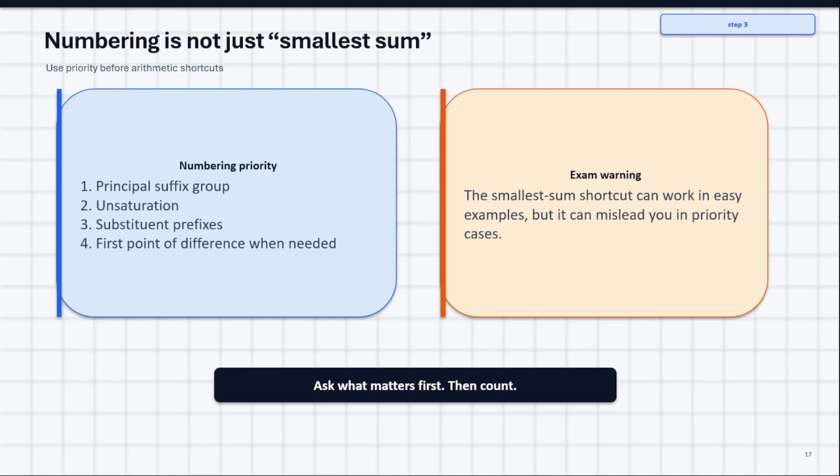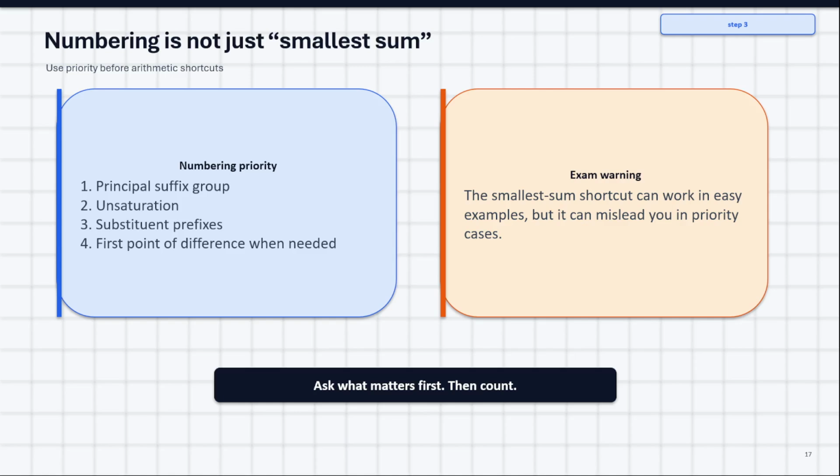The slide shows the simplified numbering priority. First, the principal suffix group matters most. For example, if alcohol is the suffix, the OH-bearing carbon should get the lower number. Second, unsaturation matters, meaning double and triple bonds need locants. Third, substituent prefixes get numbers, like methyl or bromo. If there is still a tie, you move to first point of difference and other tiebreakers.